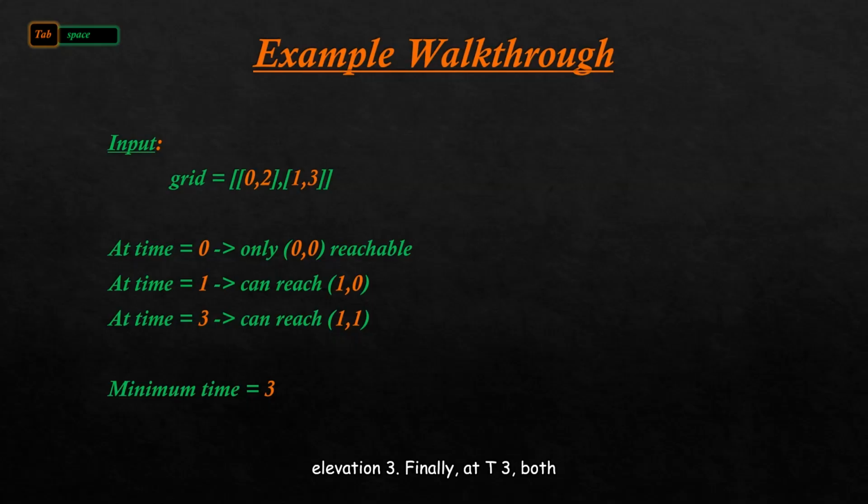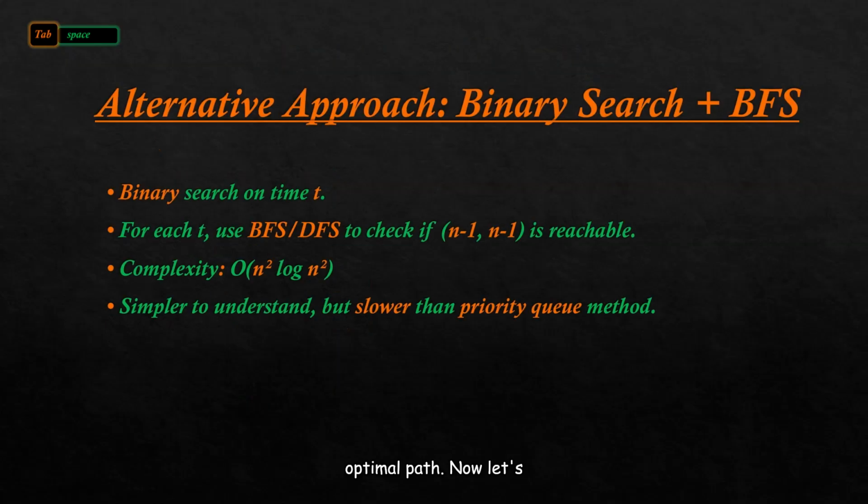Finally, at t equals 3, both (1, 0) and (1, 1) are submerged or equal to the water level. That means the path from (0, 0) to (1, 1) is now fully traversable. Hence, the minimum time required to reach the destination is 3. This example perfectly demonstrates how the water level correlates with the maximum elevation encountered along the optimal path.